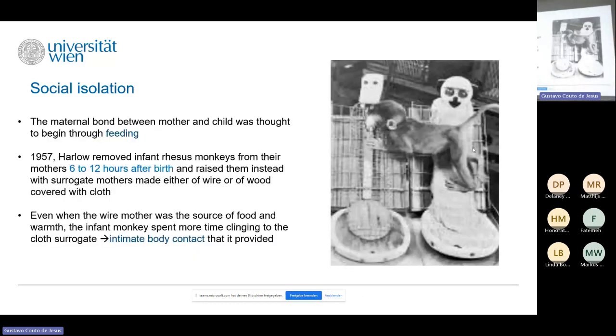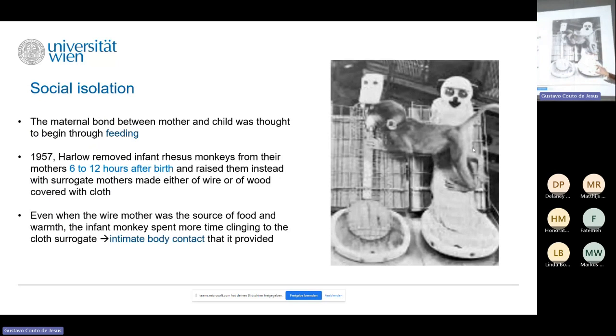In the first set of experiments, he explored the behavior of monkeys that were taken away from their mothers 6 to 12 hours after birth, so very, very early. Then he put the monkey in a condition in which it could receive food and warmth from a surrogate mother covered by wire, or a surrogate mother covered by cloth. Sorry.